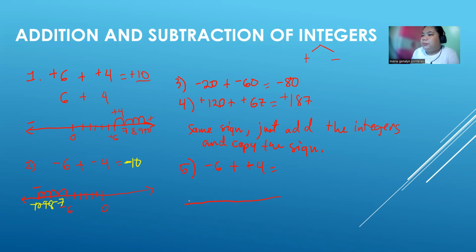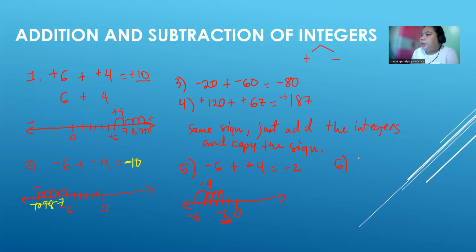So, if we have negative 6, 0, 1, 2, 3, 4, 5, 6, negative 6. From negative 6, we add 4 units going to the right. Negative 5, 4, 3, 2. So, negative 2. So, our answer is negative 2.